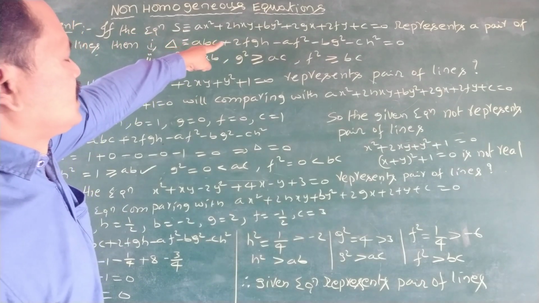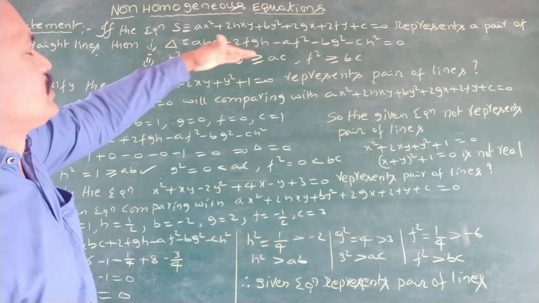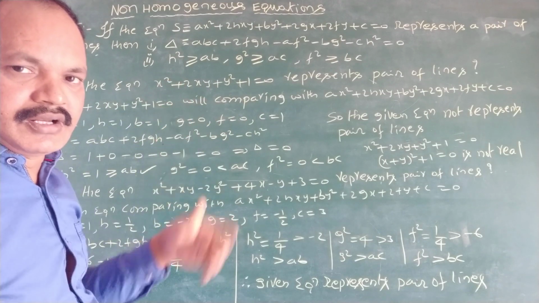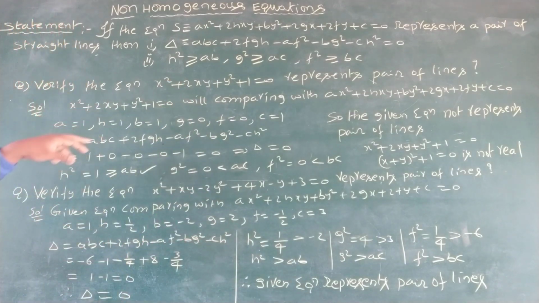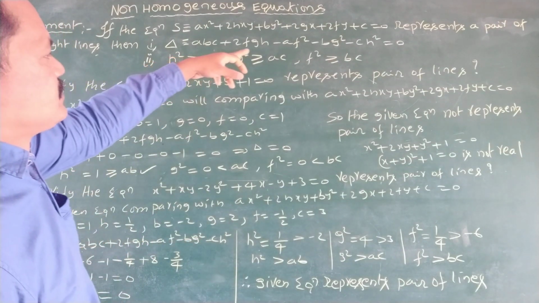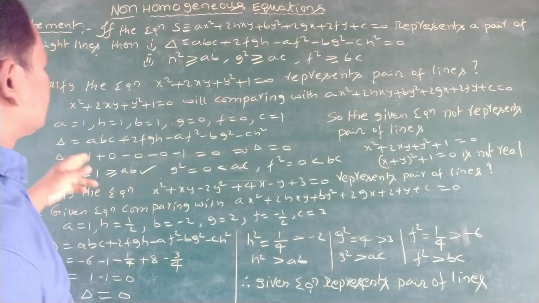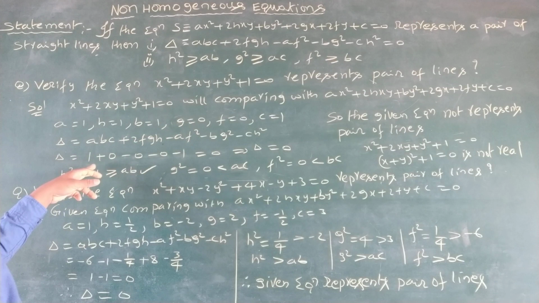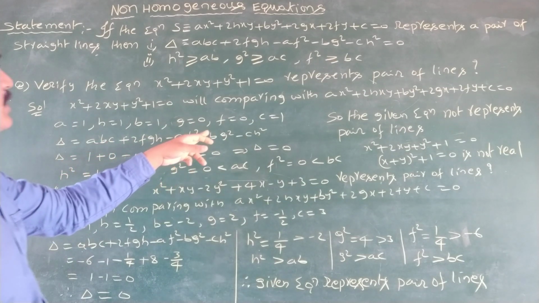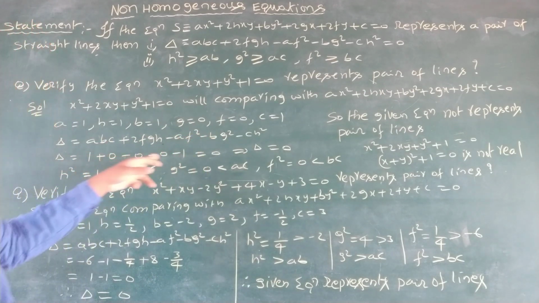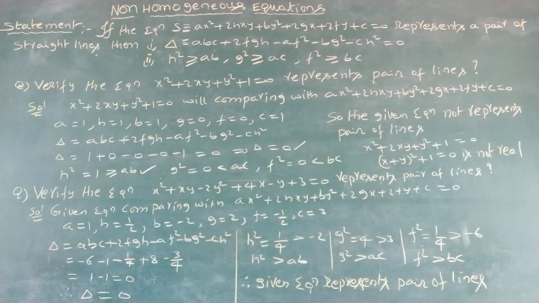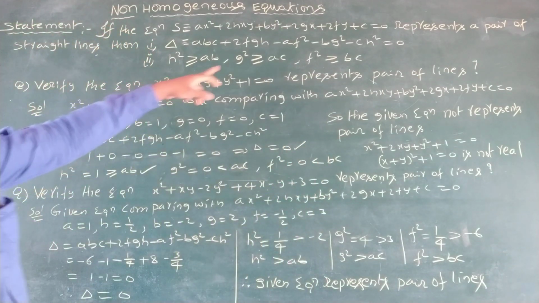Now we have to find the first condition. What is that? Delta. If delta is equal to 0, then there is one chance that the given equation may represent a pair of lines. The formula is abc plus 2fgh minus af square minus bg square minus ch square. Substituting, abc is 1, the remaining terms are zeros, and ch square is 1. So 1 minus 1 is 0. So delta is equal to 0. Now we have to verify the remaining conditions.